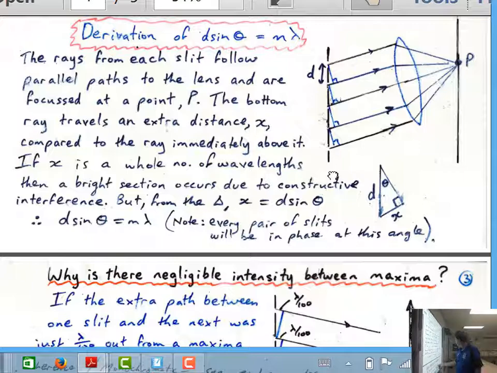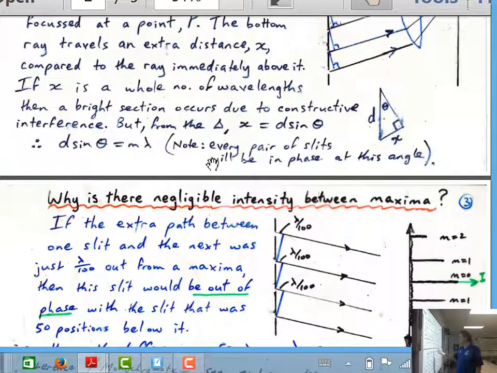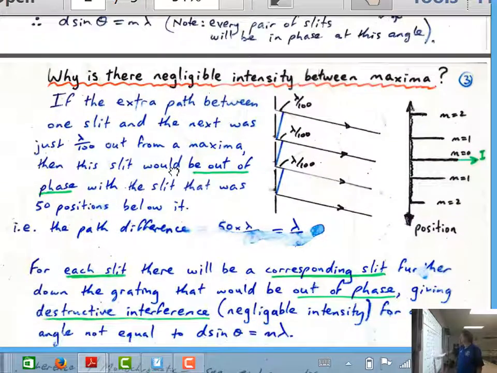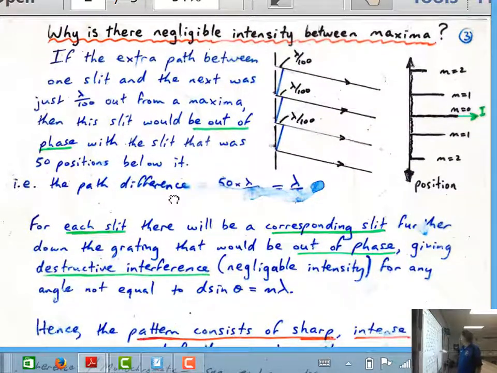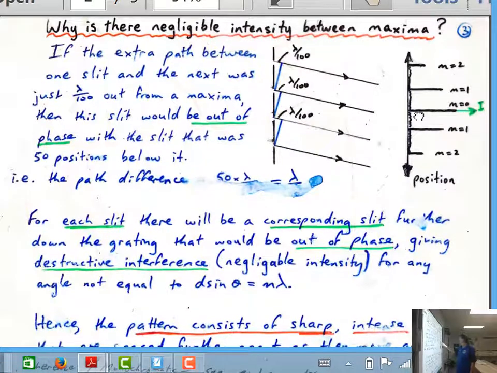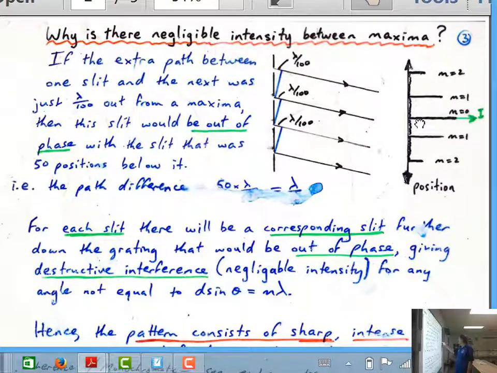Okay. Now, you will get negligible intensity between the maxima. They're really sharp, these here. So those maxima are much sharper. They don't go down steadily, then go up steadily like in the double slit pattern.